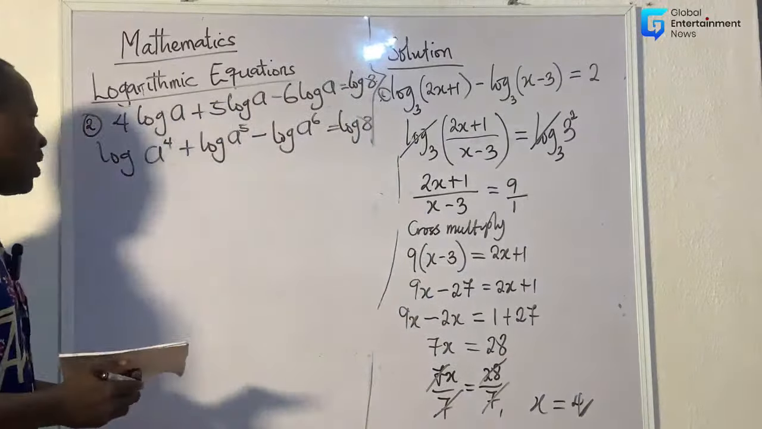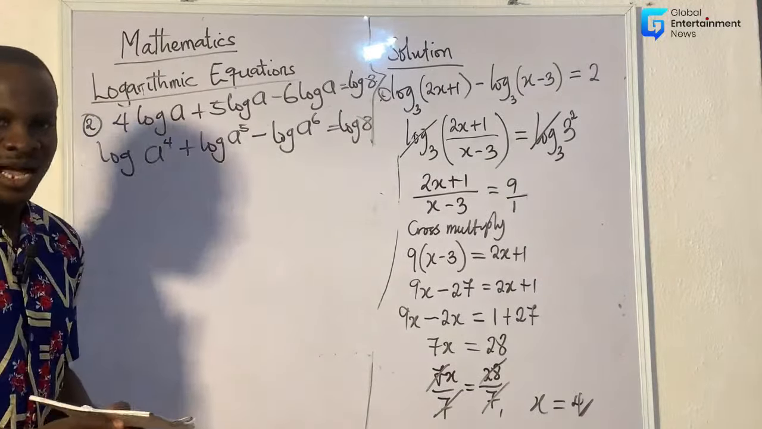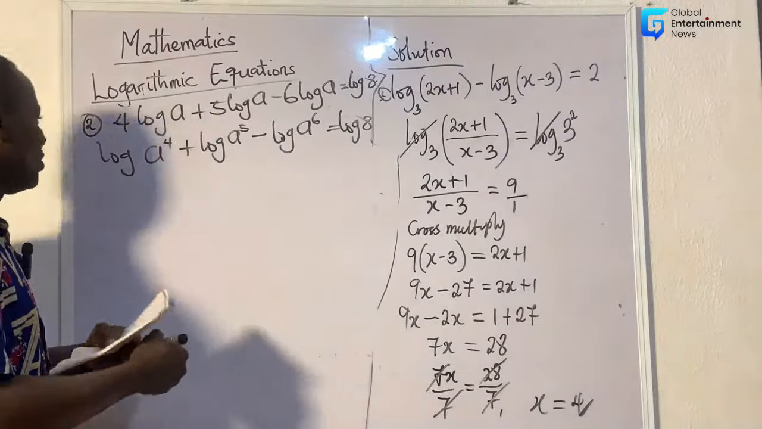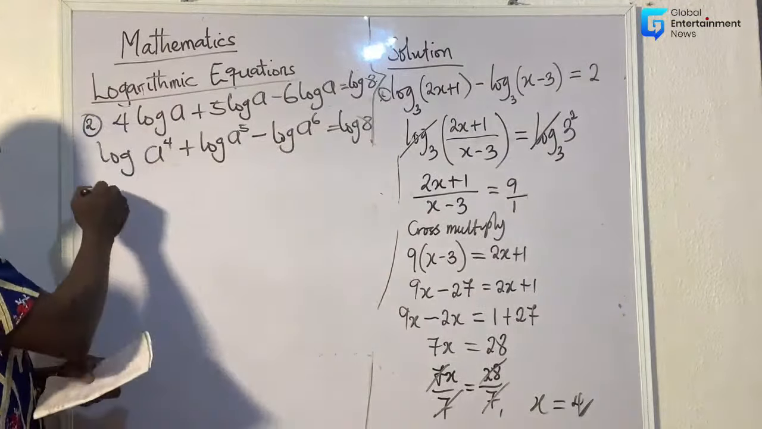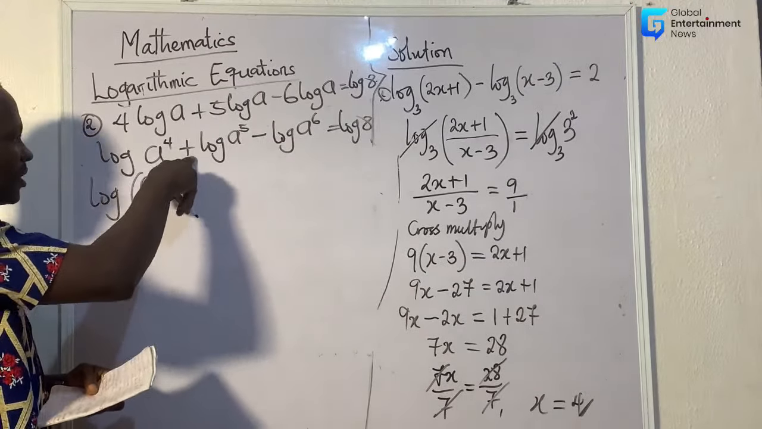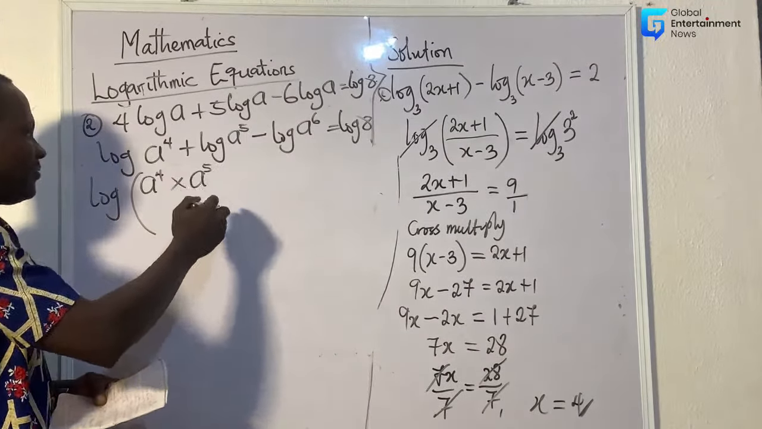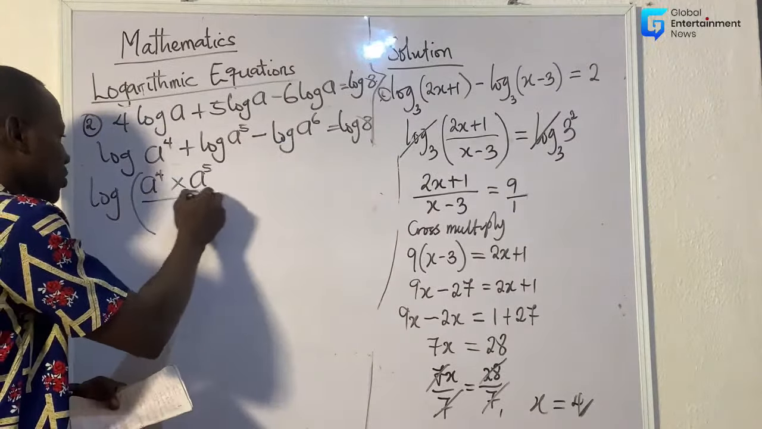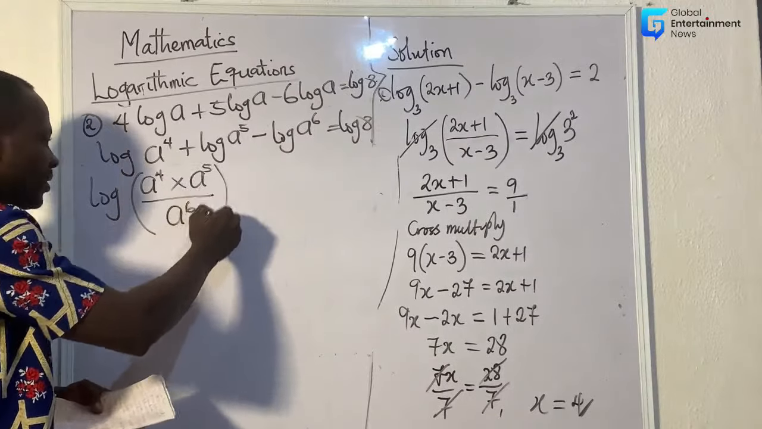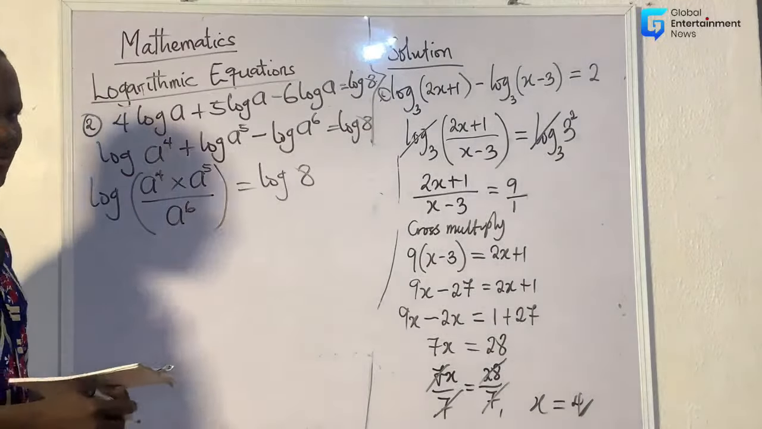So what do I do? The basic operation we have here is plus, and what we have here is minus. Once we have plus like that, we change it to times. The log is the same thing, so it's going to be log into bracket, A raised to power 4, because it's plus, it will change to times A raised to power 5. Then because this one is minus, it will be division, all over A raised to power 6. Then bracket close is equal to log 8. I believe you're following me.